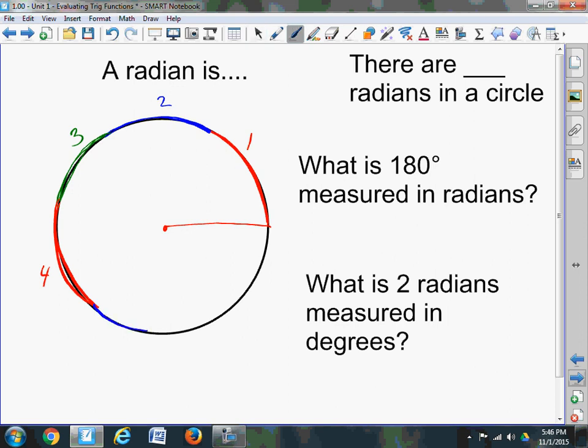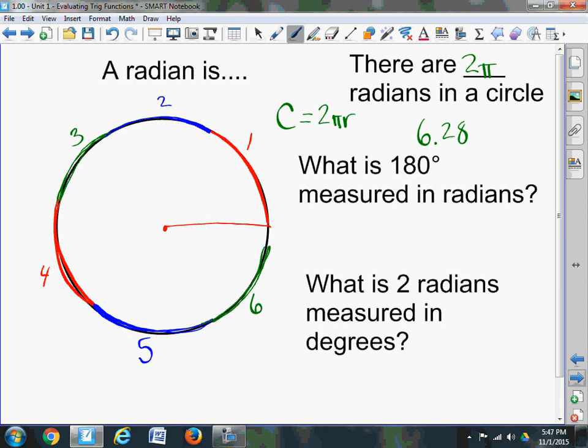Usually when I do this in class with students, we'll take a piece of string and make a circle with that piece of string, and then use the same piece of string to measure around the circle. Depending on how accurate they are, I usually get about 6 or 6.5 or 6.25 radius lengths. Well, if you go all the way back to circumference equal to 2 pi times r, it'll fit a little bit more than 6 times because it fits in 2 pi times. So there are actually 2 pi radians in a circle, about 6.28 radius lengths around a circle.